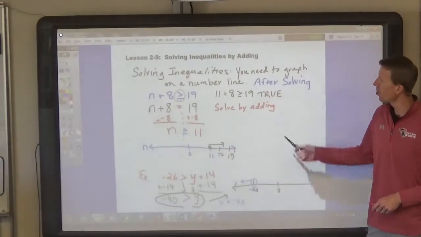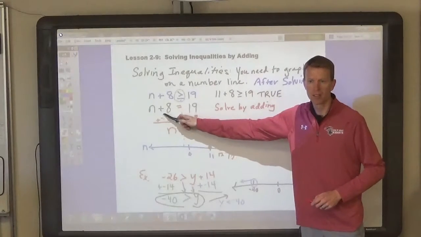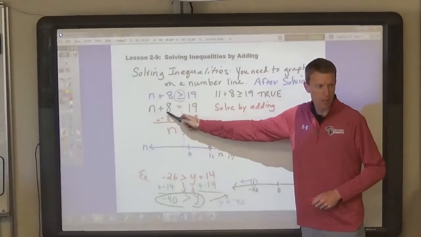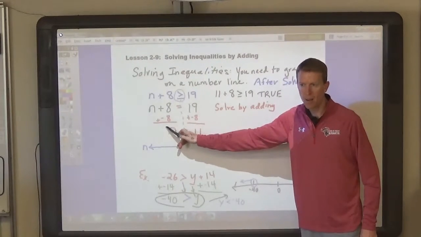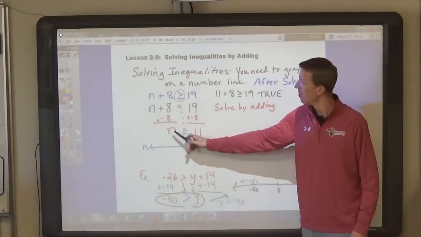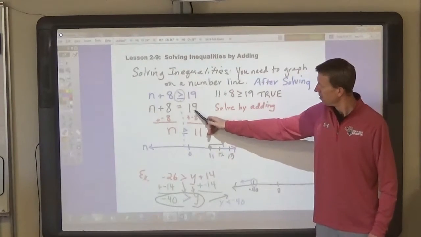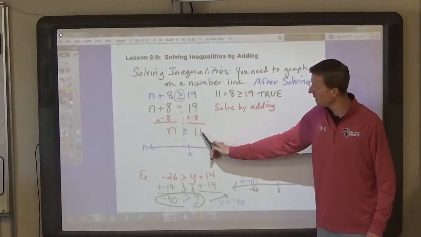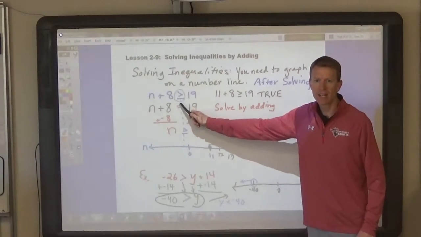Okay? So let's go back to how to solve these. Start on the side with the variable and add the number that's the opposite of the number next to the variable. So if this is n plus 8, you have to add the opposite of 8, which is negative 8, so that you get n by itself. And then you have to add the opposite on the other side. Add negative 8 to the right side, and n equals 11, except that the symbol that we have is not the equal sign, it's the greater than or equal to sign.